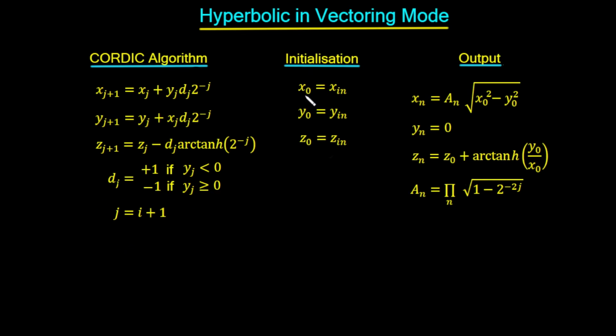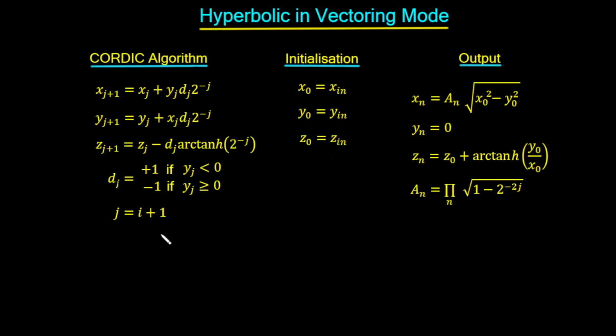The initialization is x0, y0 and z0 are x in, y in and z in. And these will become more apparent whenever we look at it in the graphical calculator. And it's going to give us an output xn, which is the root of x0 squared minus y0 squared, and yn will finish up at a value of 0, and zn will be z0 plus the inverse tanh of y0 upon x0. And again we have the value for our an. Now the one we're really interested in here is this zn, because it's going to give us our inverse tanh function.